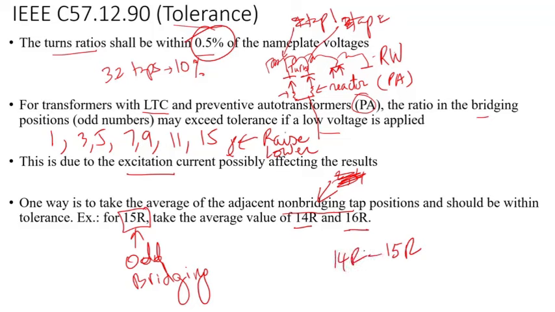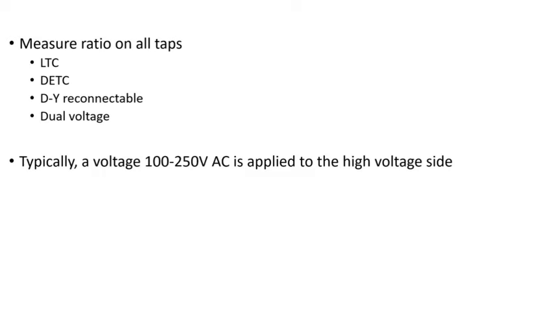R means raise, like the tap changer is raising the voltage. 15, then you have 16R. So whatever you measure here at 15R, since it's a bridging position, it might exceed that 0.5%. So what you do, you measure the turns ratio at this position, you average them, and if it's within tolerance, you say that's fine. So measure ratio on all taps.